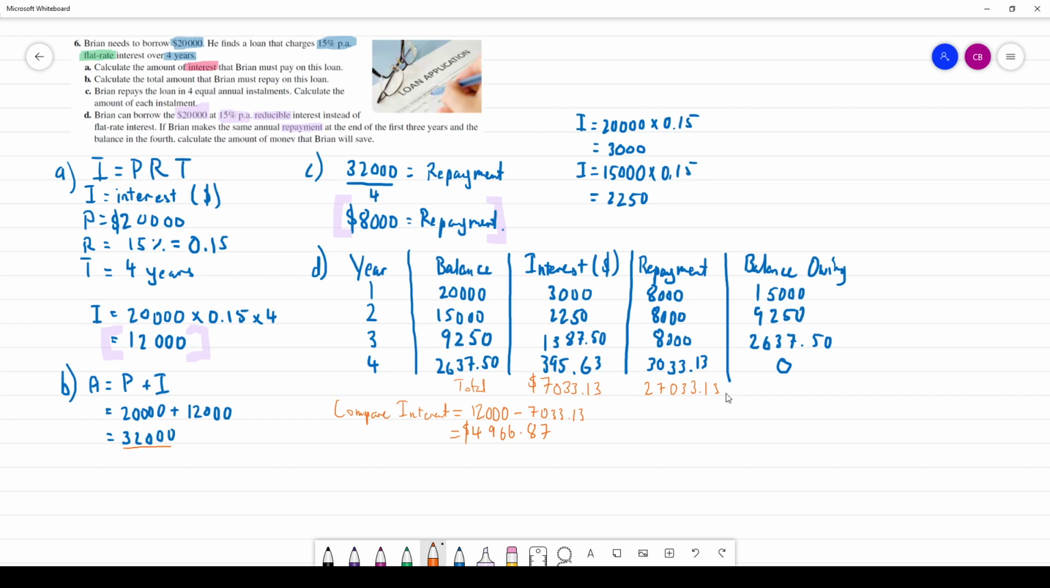Let's compare that with the total amount that Brian repays in the repayments. So if we compare the total paid, in the simple interest, in the flat rate interest, Brian would pay $32,000, and using the reducible interest, he would pay $33,033.13. And if we put that in our calculator, you will get the exact same amount of money. Of course, Brian will save the exact same amount of money no matter which method you use. It's up to you which you'd like. I think comparing the interest is a little bit easier.